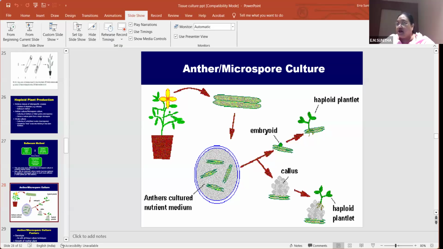So from this, you can get callus. Through callus, you can get the haploid plants, or directly from the anthers, you can get somatic embryogenesis. From that, you can get the haploid plants. But whatever it may be, from embryo rescue, anther culture or ovule culture, you will be getting only haploid plants. Why only haploid plants? Because these pollens and ovules as such are haploid.